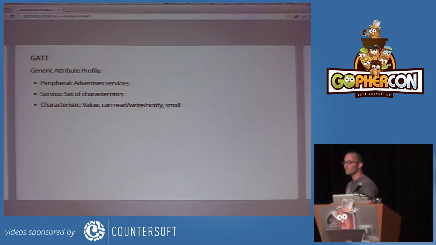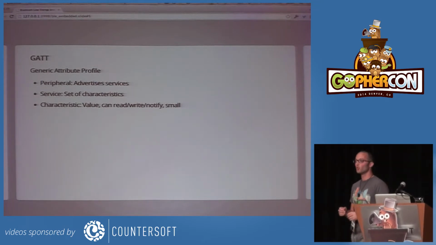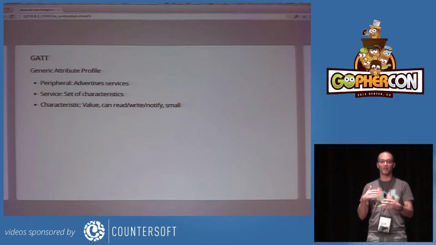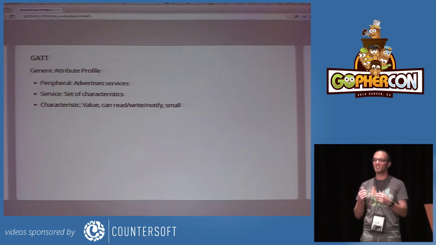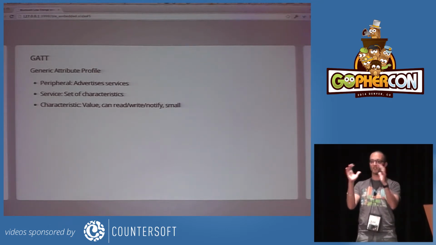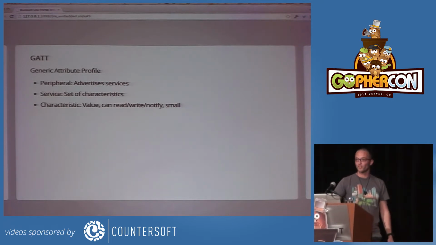So I promised lots of new terminology. A characteristic is just a value, plain and simple. You can read the value. You can write the value. You can request notifications when the value changes. And the other interesting thing about characteristics is they're small. Think typically like 20 bytes. So characteristics are values. They're grouped up into services, and peripherals provide services. I did say it was simple. You're now an expert.